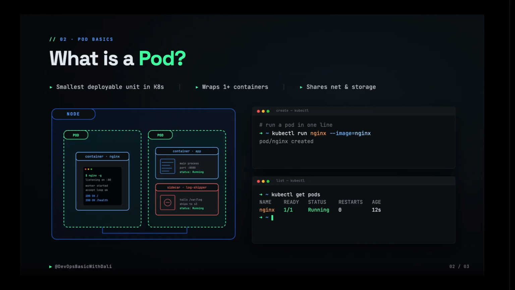Here on the left side, we can see a Kubernetes node, and inside that node, we have multiple pods running. Each pod has its own IP address, shared networking, shared storage, and one or more containers inside it. So even though we usually think about containers, Kubernetes actually manages pods, not containers directly. On the right side, we can also see how easy it is to create one using kubectl run, and then verify it with kubectl get pods. And once the status becomes running, it means Kubernetes successfully created and started the pod inside the cluster.